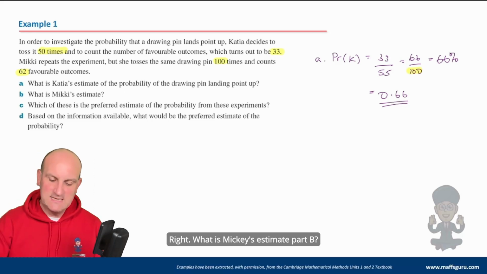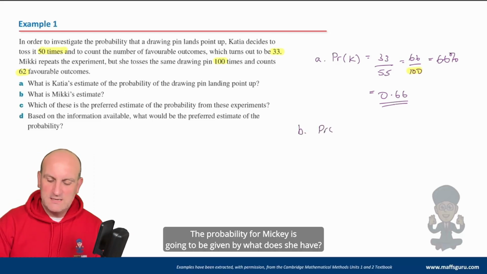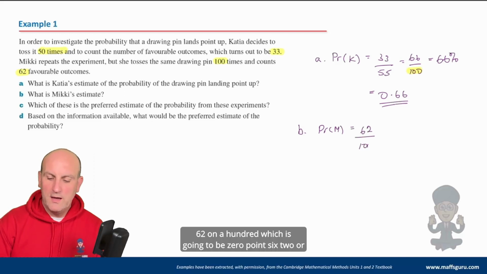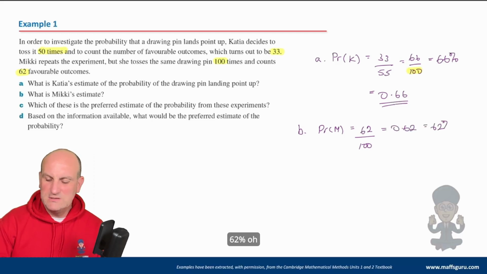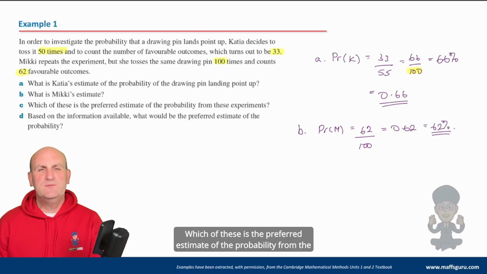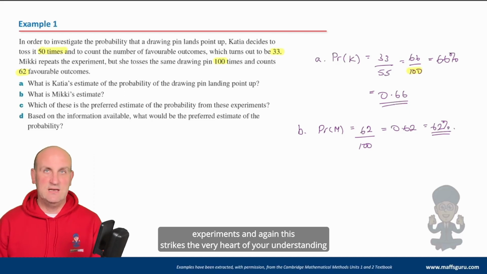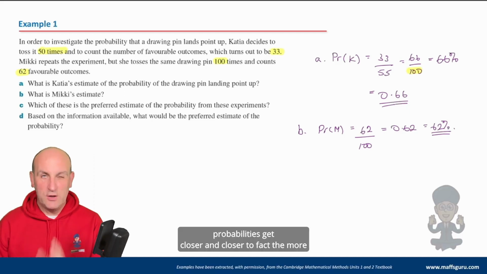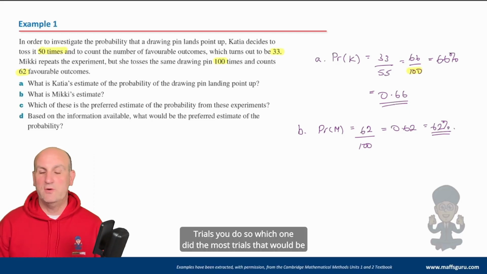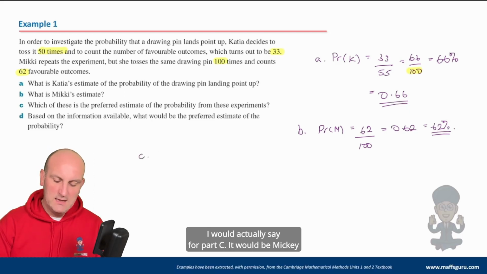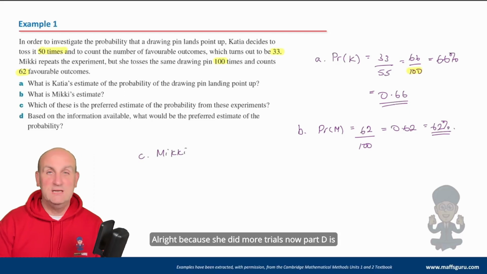Right, what is Mickey's estimate? Part B. The probability for Mickey is going to be given by, what does she have? 62 on 100, which is going to be 0.62 or 62%. Which of these is the preferred estimate of the probability from the experiment? And again, this strikes the very heart of your understanding. Probabilities get closer and closer to fact the more trials you do. So which one did the most trials? That would be Mickey. I would actually say for part C, it would be Mickey, because she did more trials.